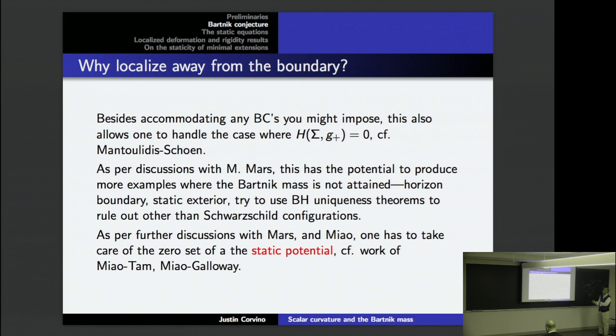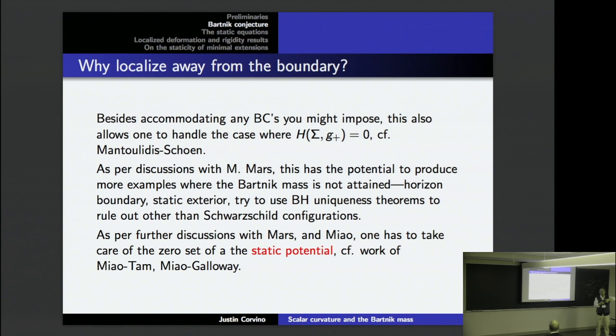All right. So again, I already mentioned this before, but why localize away from the boundary? Most recently, this came up as trying to handle the case where the boundary is minimal. There's recent work of Mantoulidis and Schoen producing extensions of minimal boundaries where the Bartnik mass is computed but not achieved.